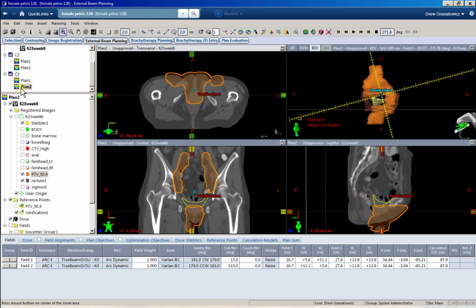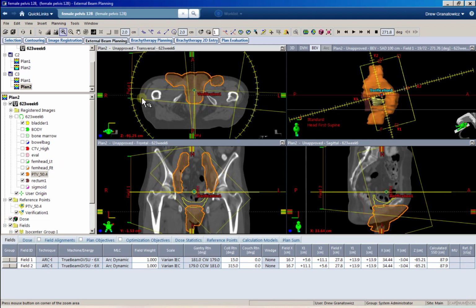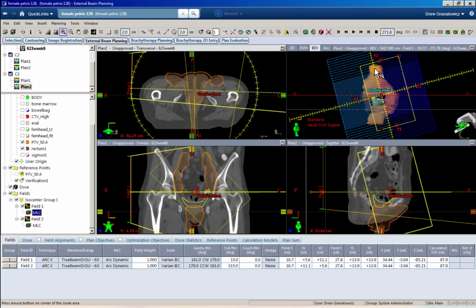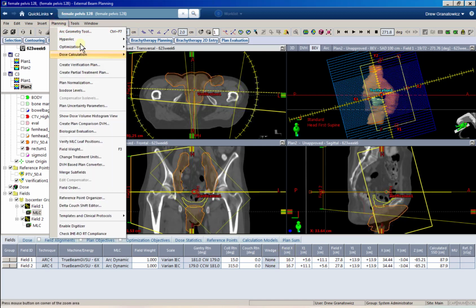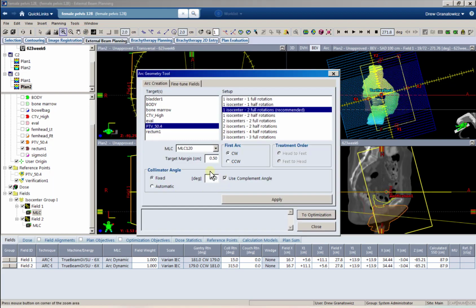All right. So I already threw a plan on here. I got my 2 arcs. I already played with my collimator angle to see what would produce the smallest total X jaw size, with the arc geometry tool. I just adjusted this number until this number was the smallest. It happened to be about 15 degrees that produced the smallest width, total width in my X jaws.